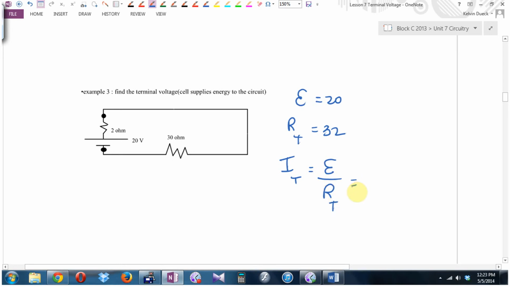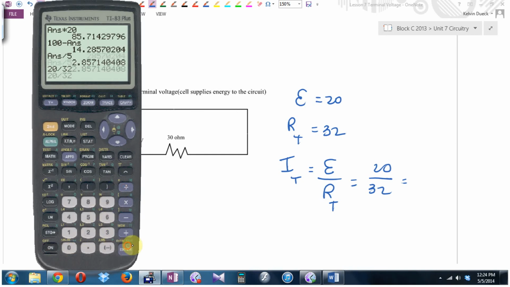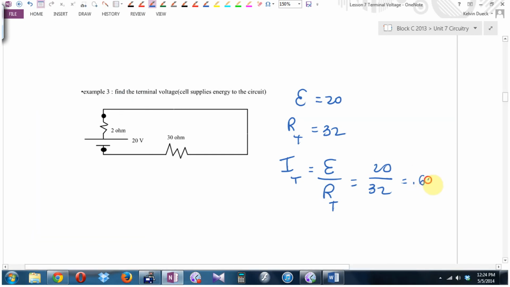Our symbol for EMF is that little funky curly E, the Greek letter epsilon. 20 divided by 32. How many amps are coming out of this battery? 0.625 amps, which means right here I have 0.625 amps, and right here I have 0.625 amps.